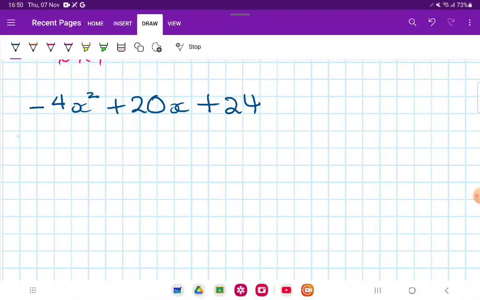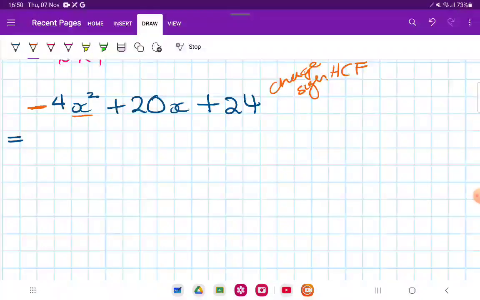Now I want you to factorize, right? First thing I want you to do, whenever you start anything with factorize, you're going to look for the highest common factor. But before you do that, I want you to do the change sign rule. And the reason why is because I have a minus in front of the first term. So I want you to change the sign by changing that one, and that one.